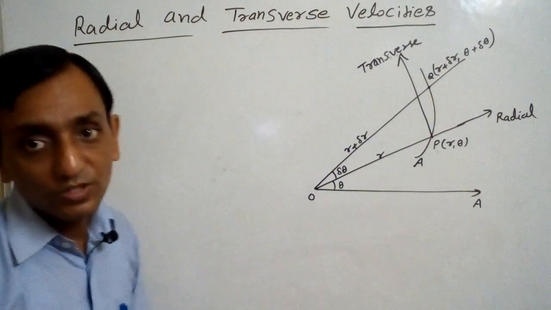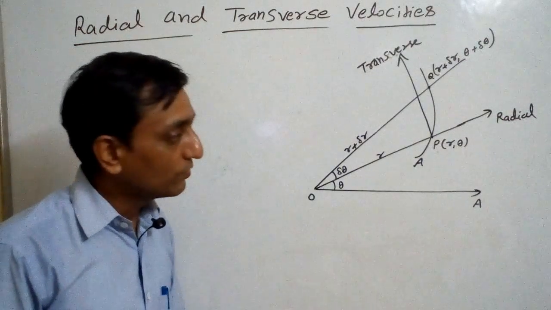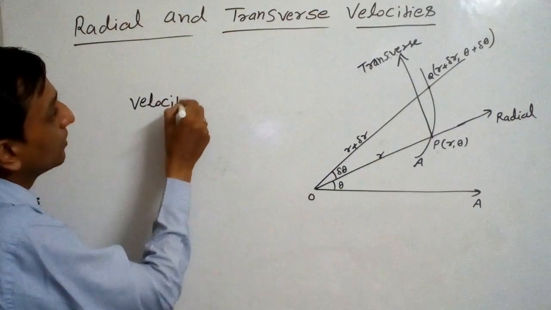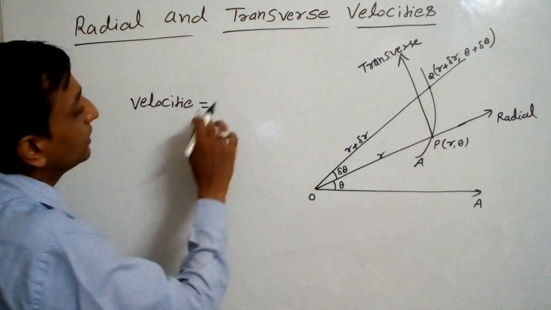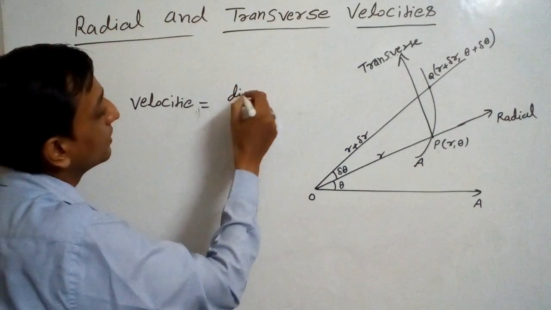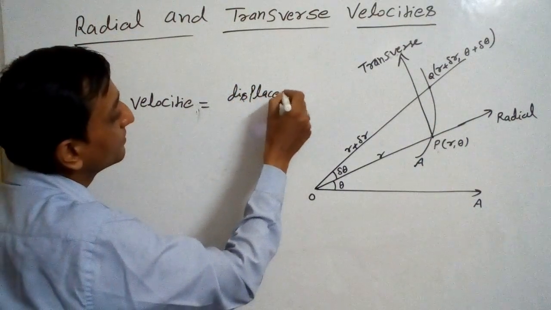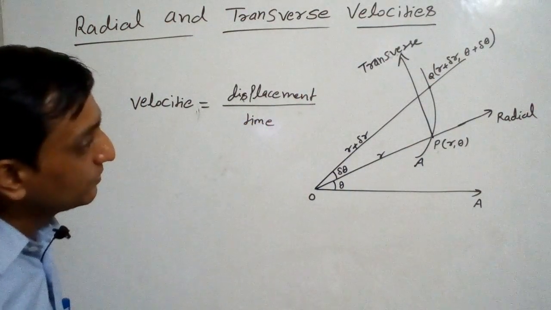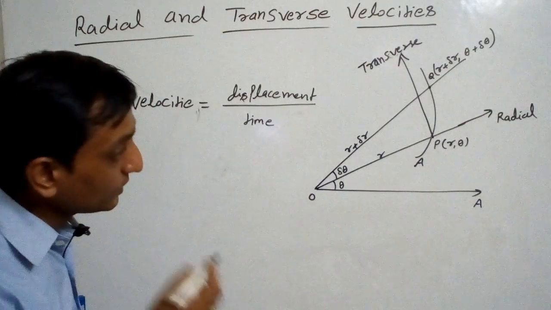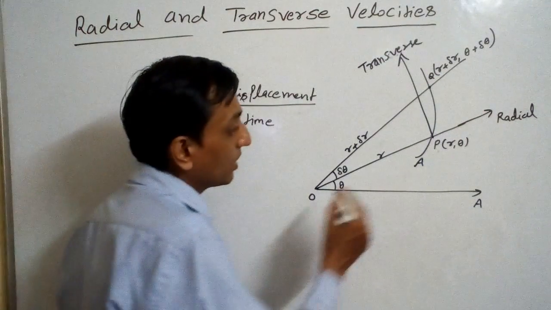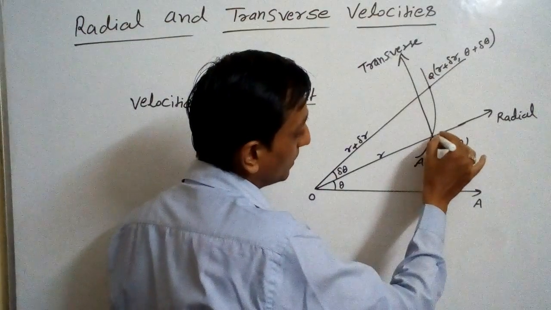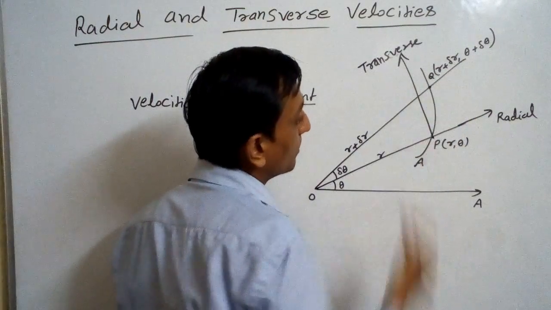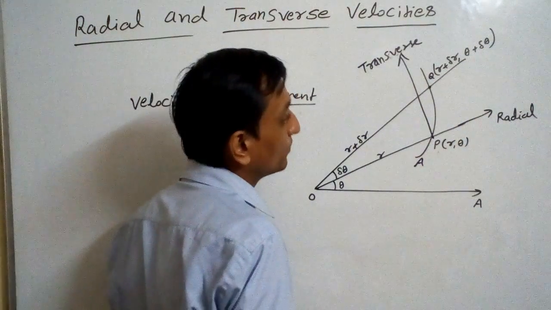The calculation of velocity is very easy. We know about velocity. What is the velocity? Velocity is equal to displacement upon time. At first we calculate the radial velocity. For the radial velocity, at first the particle is at the point P, and after delta t time, the particle reaches point Q.